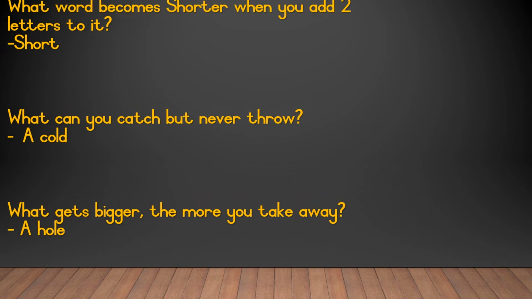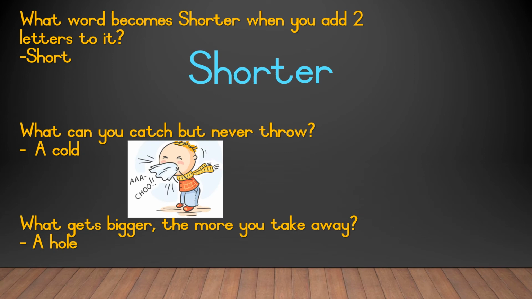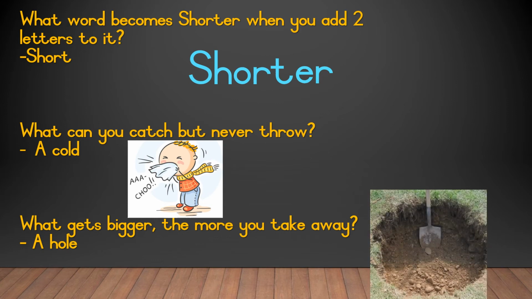Number 4, what word becomes shorter when you add 2 letters to it? The answer was short, because if you take short and you put 2 letters, the e and the r with it, then it is shorter. Number 5, what can you catch but never throw? The answer was a cold. Then number 6, what gets bigger the more you take away? The answer was a hole.